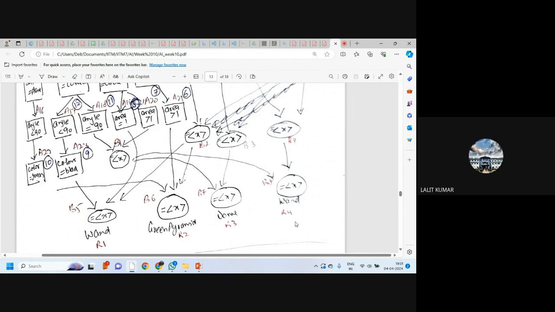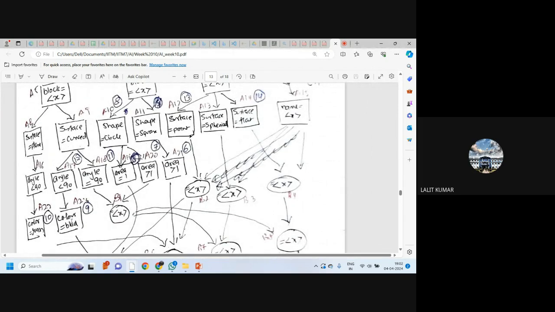Now, in the next question, they are asking that if we go with the specificity, then which rule will fire first? In the specificity, we have to see the length of the path. The path that is longer is more specific, it has more conditions. Understood. So that path will fire. So which is that path? We can see here only this path is the longest.